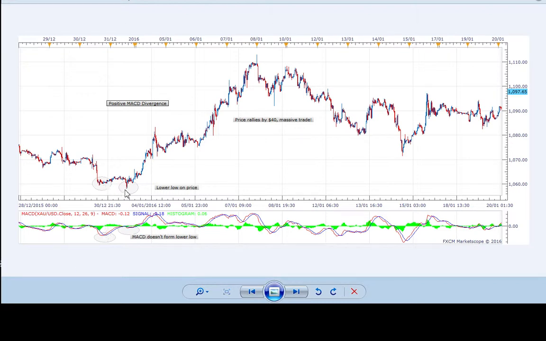Now we created a lower low on price, but the oscillator created a higher low, so we created positive divergence, and it's the complete opposite of the previous signal. Positive divergence on MACD in a bullish market against, let's assume this was resistance, support should I say, is a brilliant opportunity to trade. Price rallied by $40, and it worked out to be a massive trade. Really, really profitable. So they're the best high probability signals, and looking out for those is where you're going to do really well.